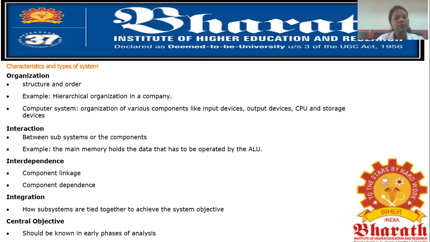So these are the important characteristics of a system: organization, interaction, interdependence, integration, and the central objective. This is the proper order we should maintain: organization, interaction, interdependence, integration, and central objective.